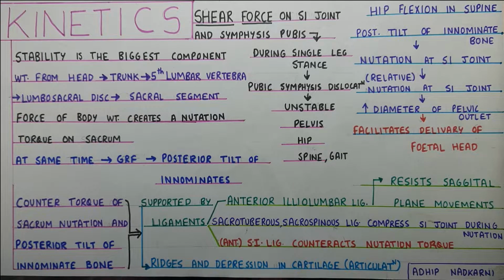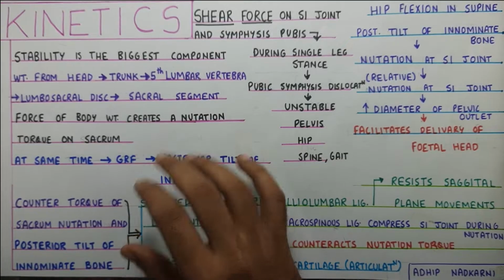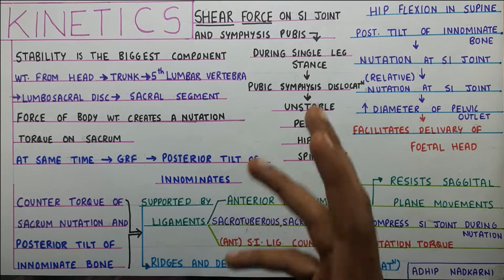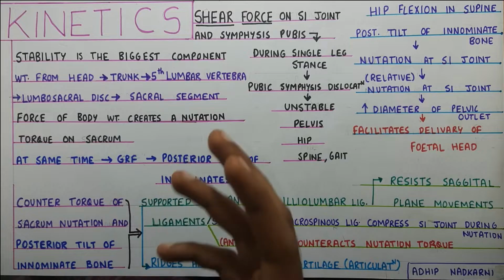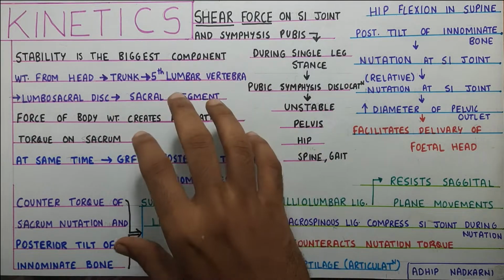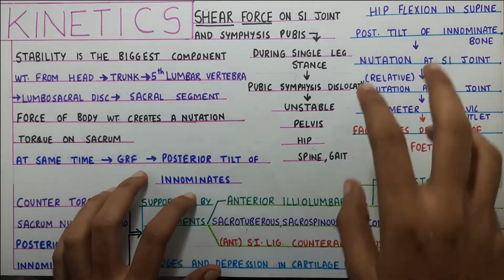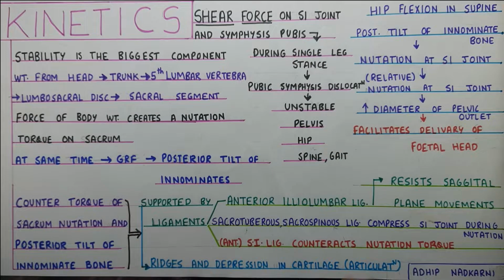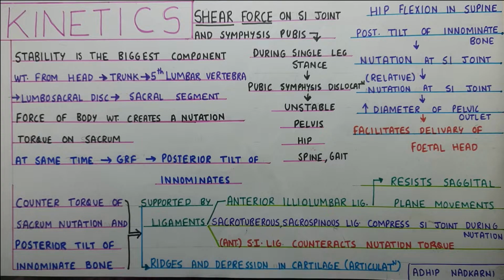In this video, we are going to talk about the kinetics at the SI joint. Last video was about the kinematics, that is how the movement occurs in the SI joint. So in this video we will be talking about the forces that are present in the SI joint, and we will also discuss a small concept of kinematics that I mentioned in the last video, how nutation helps in delivery of the baby. So let's jump right into the topic.